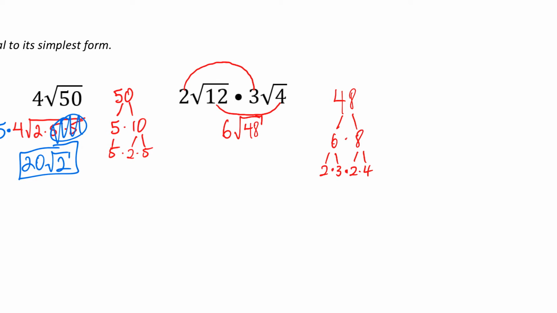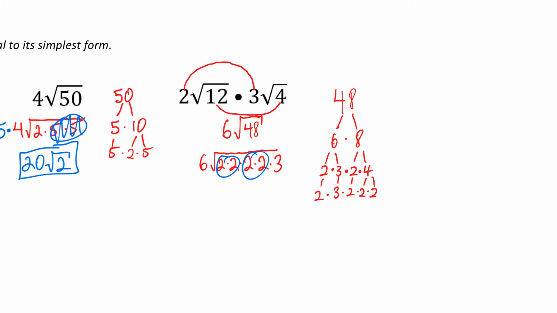Okay, and then don't miss that there's a 4 here. So I'm going to bring everything down: 2, 3, 2, and then the 4 is 2, 2. All right, so there's a 6 on the outside, don't forget that. And then there's 4 2s, and then a 3.